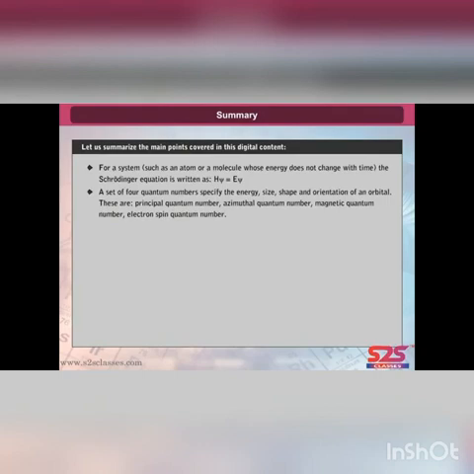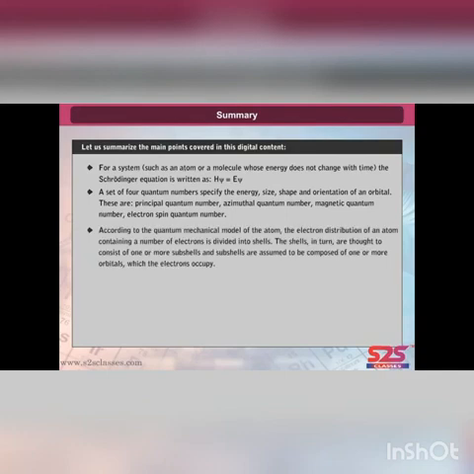When white light is passed through a prism, it splits into a series of colored bands known as spectrum. It is classified as emission spectrum and absorption spectrum. Bohr postulated that electrons move around the nucleus in circular orbits. Only certain orbits can exist, and each orbit corresponds to a specific energy.